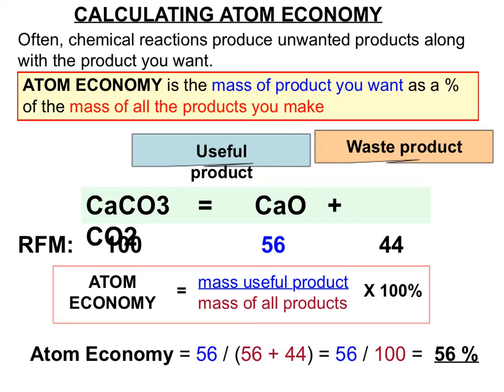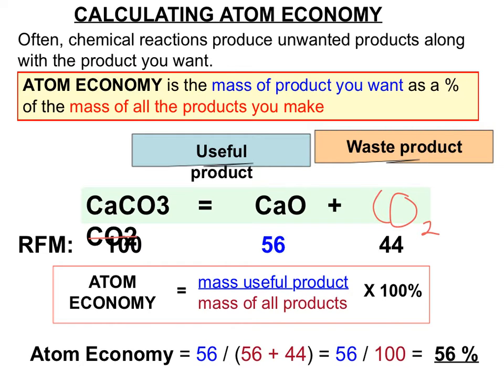Now, if you look at the next slide, there's the formula that you should have copied into page 100 to work out atom economy. So it's going to be the mass of the useful product divided by the mass of all the products times 100. Now, if we look at the example on the slide, we are looking at this equation that produces calcium oxide, and it also produces carbon dioxide. It's jumped down into the next line for some reason.